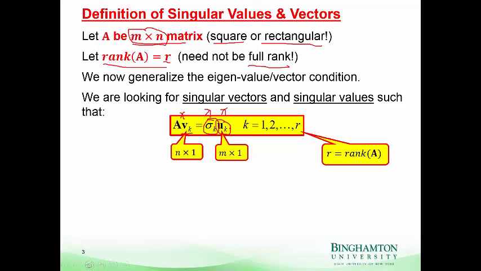There we go. I'm mapping VK with the matrix A, and what do I get? A scalar multiple, not of VK, but some other vector, UK. So there's the two sets. We've got the VK for K equal 1 to R. We've got a whole other set, the UK from 1 to R. And we've got the singular values from 1 to r. And notice that we only need as many as there are to get out to the rank of the matrix. So that's interesting.